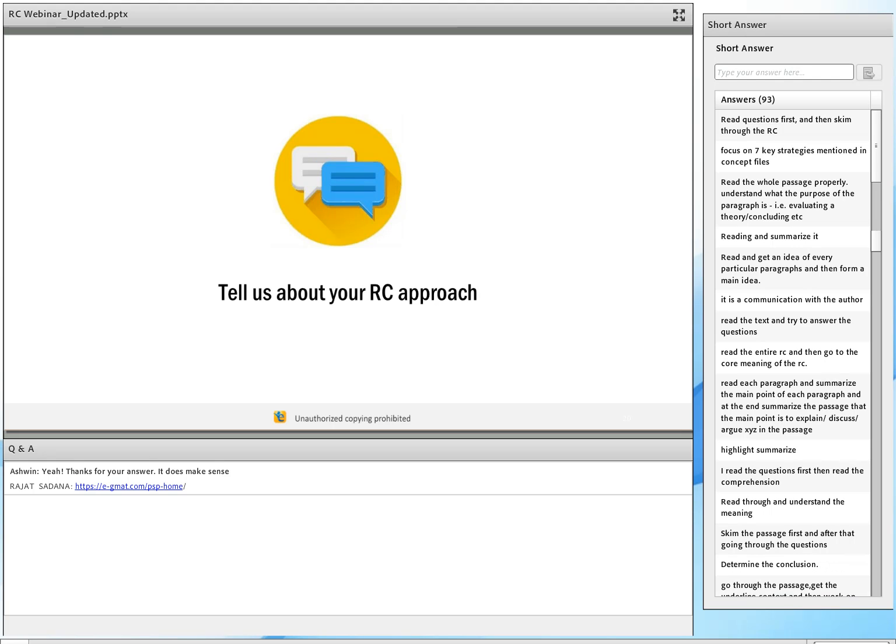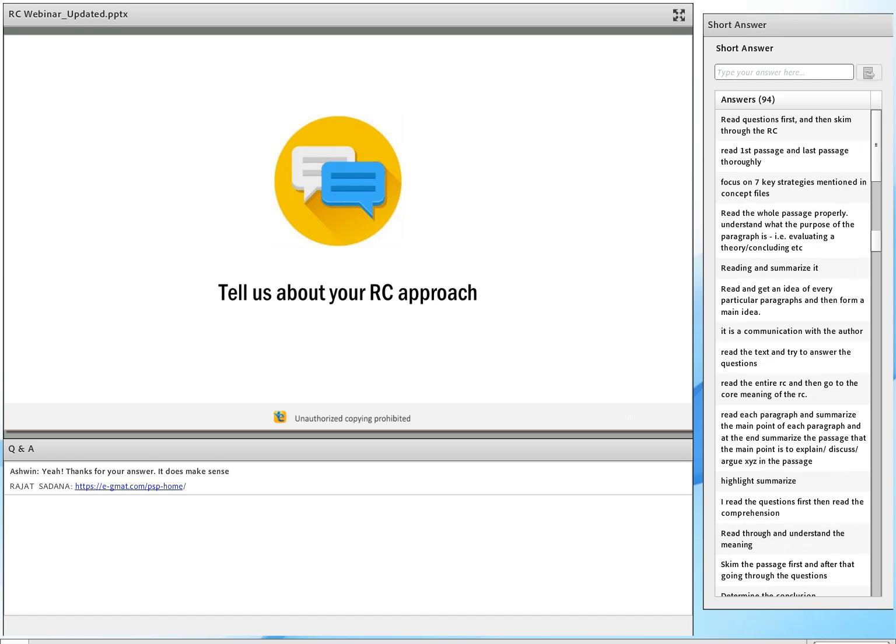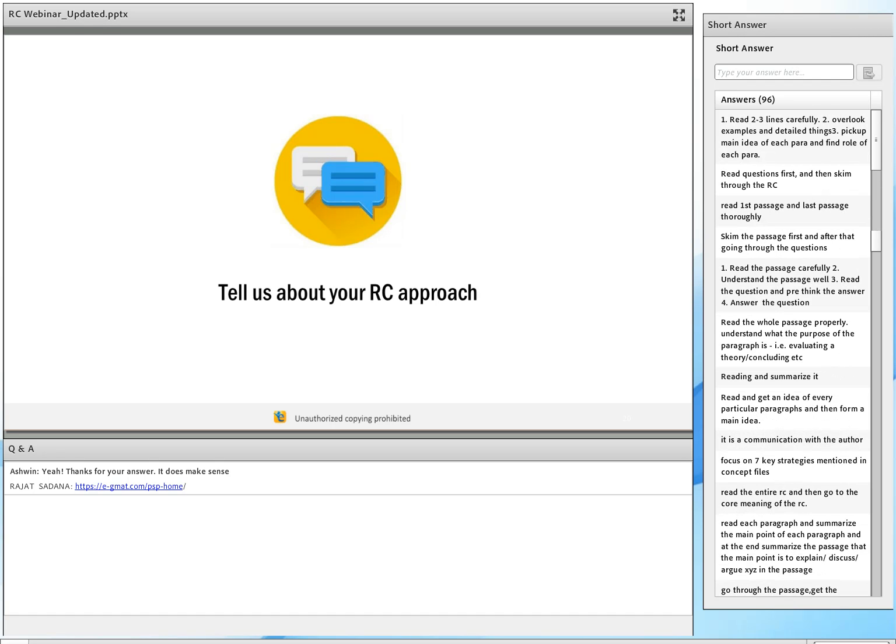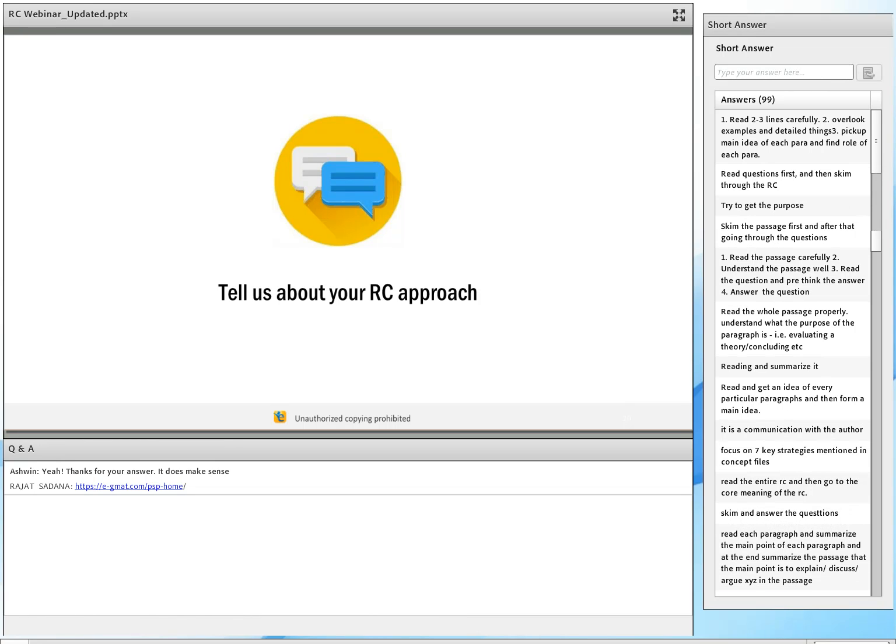Some of you are really saying that you just skim through the passage, focus on reading the questions first. So the two schools of thought here. One is focus on understanding the passage and then go to the questions. The second is focus on reading the questions and essentially skimming the passage overall. All right, that is good.